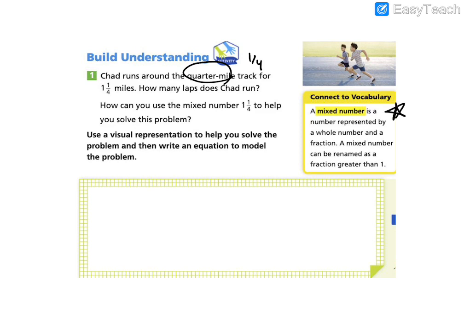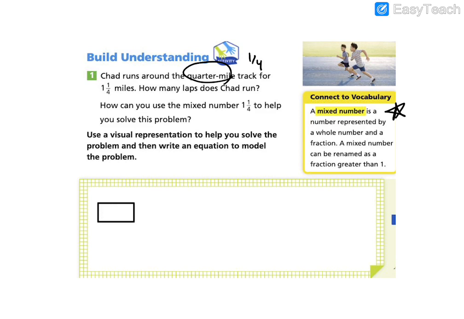So let's reference what our mixed number is. A mixed number is a number represented by a whole number, 1, and a fraction, 1/4. A mixed number can be renamed as a fraction greater than 1. We're going to use a visual model to help us solve.